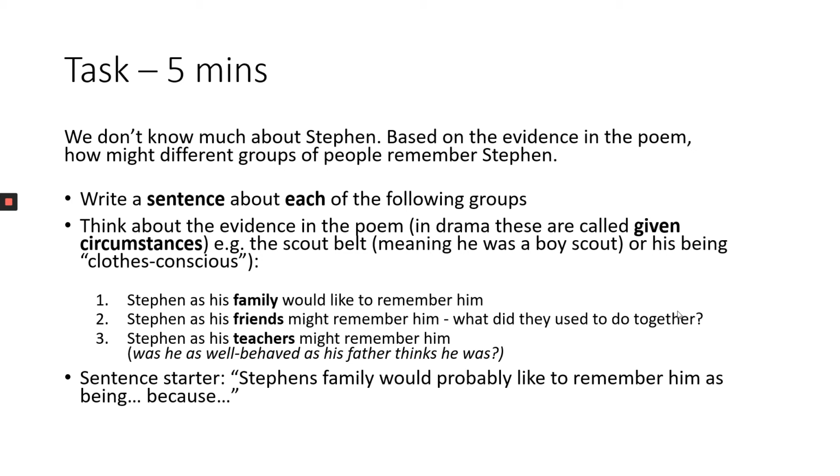Second sentence, how might Stephen's friends want to remember him? What sort of things did they used to do together? Is there any evidence to suggest that that might be different to Stephen's family? So you might say, Stephen's friends might like to remember him as being something, because.